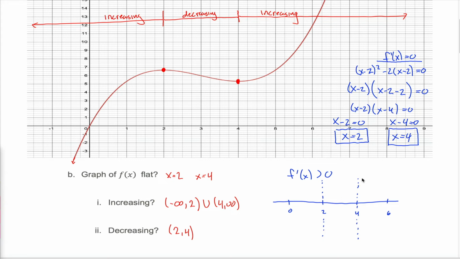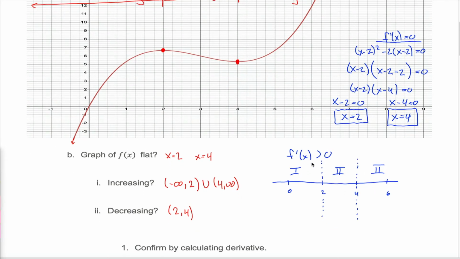So because I have 2 solutions to the equality, my number line is broken up into 3 different regions. Maybe I'll call them regions 1, 2, and 3 respectively. What I want to do is pick any number in region 1. It doesn't matter which number. I could pick 0, I could pick 1.99, I could pick negative 500, any number that I want that's in region 1. I'm going to pick 0 because it's easiest, and I'm going to evaluate f prime of 0.